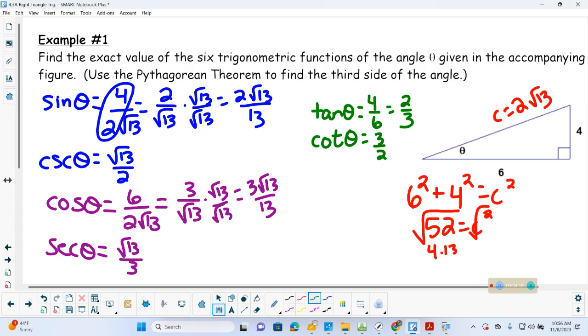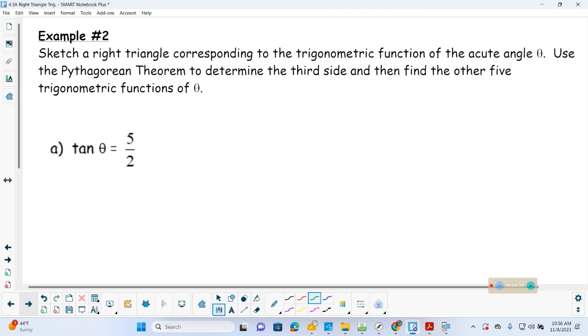No, all we're adding to this is we're kind of getting away from always being on the 30, 60, 45, 45, 90 and having to do some Pythagorean theorem. Okay, sketch a right triangle corresponding to the trig function. Use Pythagorean theorem to get the third side, and then find the other 5 functions, because they gave you 1. I mean, you could list cotan right now. It would be pretty easy, and I'm going to do it in a minute.